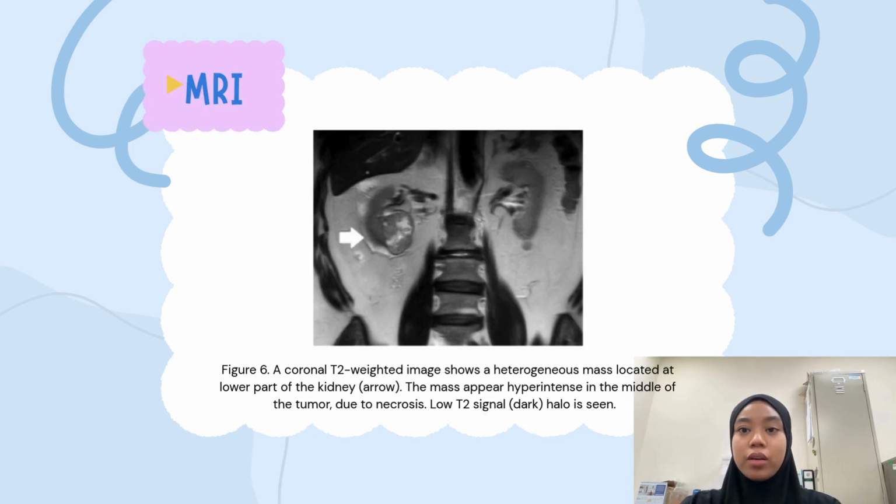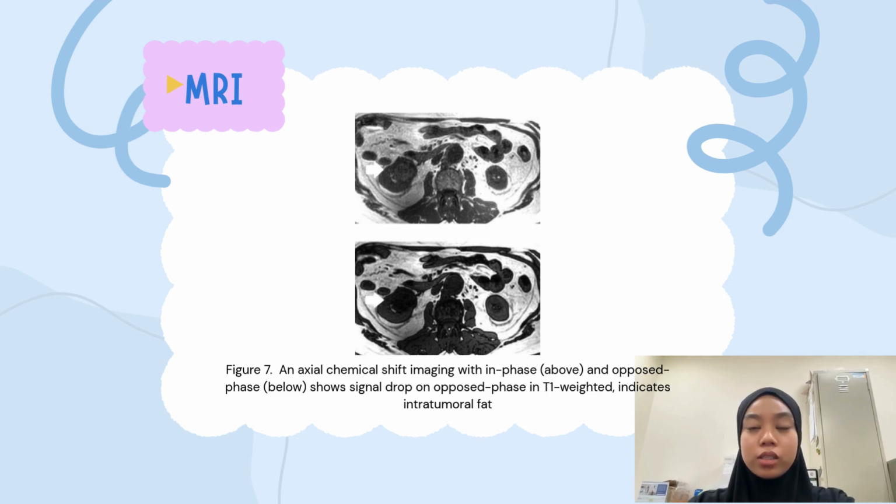Now we move on to the MRI images. This image shows a coronal plane T2 weighted image that shows a heterogeneous mass located at the lower part of the kidney, where the white arrow is pointing. And the mass appears hyperintense or brighter in the middle of the tumor due to necrosis. And we can also see a dark halo, where the border around the lesion is dark.